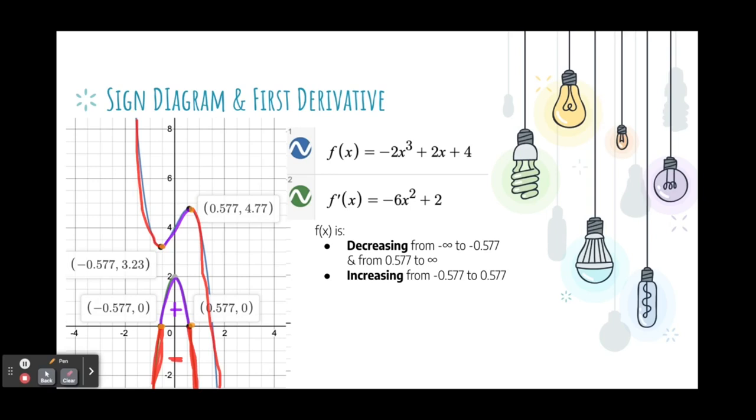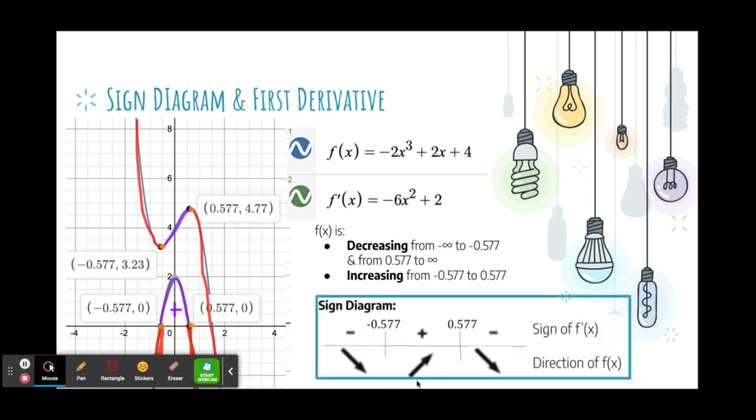What's super important is that we're going to be creating what are called sign diagrams to understand our function. A sign diagram is as follows. We are going to label our stationary points, when the derivative is equal to 0. So on a number line, so this part here is a number line, I'm labeling my two stationary points, which are when the derivative is equal to 0.